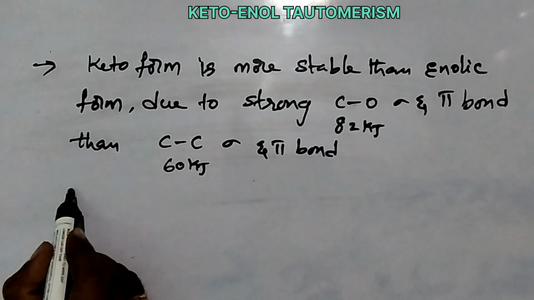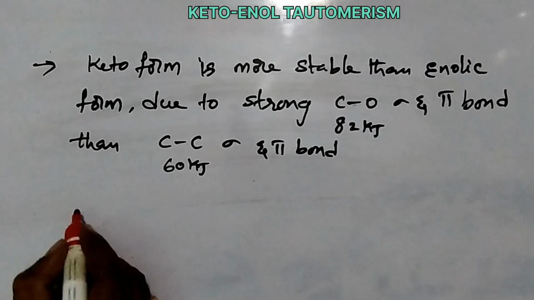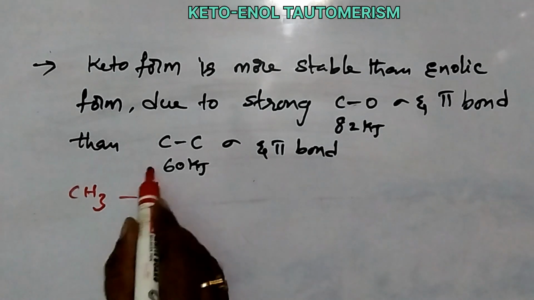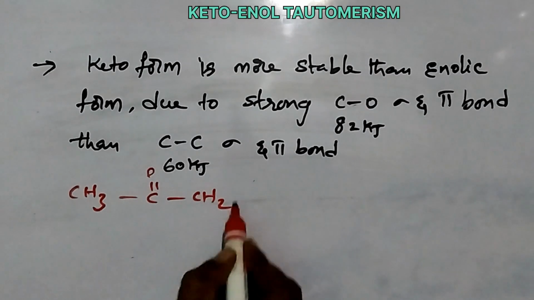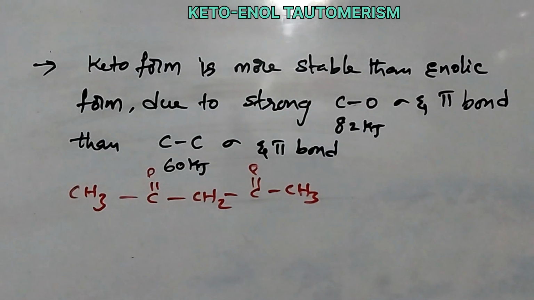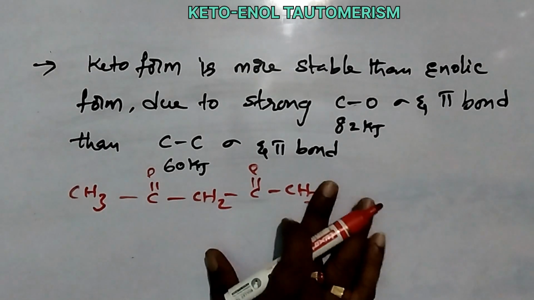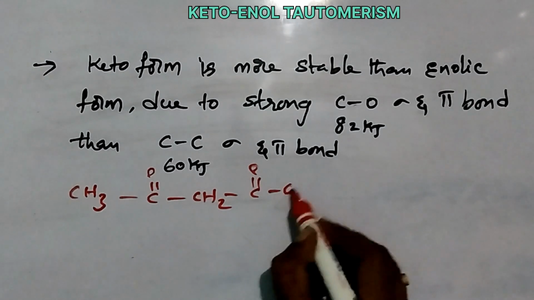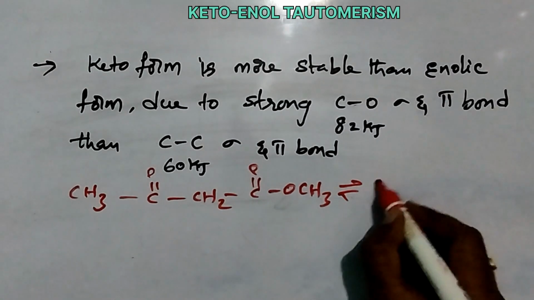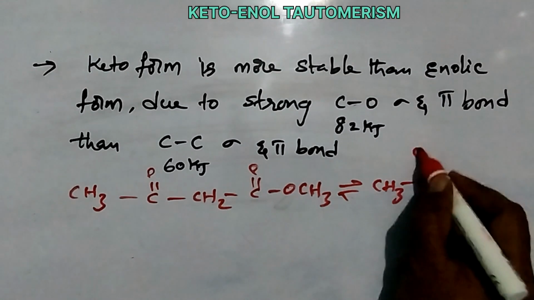What is an example compound? One example I will write: CH3 C double bond O CH2 C double bond O CH3. This isomerism is very important. NCERT books have not covered it, but many questions are asked from keto enol tautomerism. So this is like an ester group we can take, OCH3, reversible with the CH3 C OH.